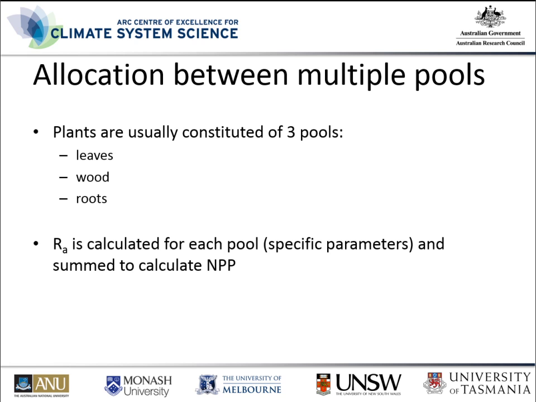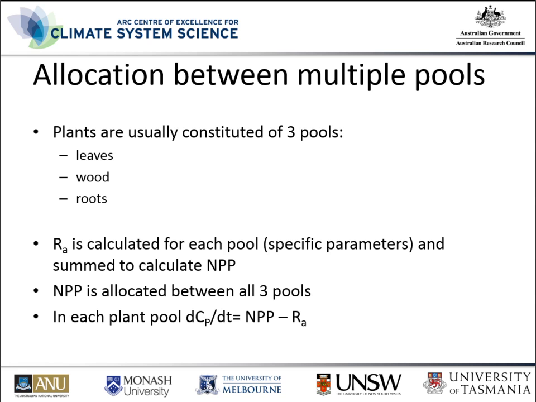So from the earlier step, we calculated the autotrophic respiration for each pool. We sum it up, and we remove it from GPP, and we get NPP. And then NPP is divided between all the pools instantaneously.